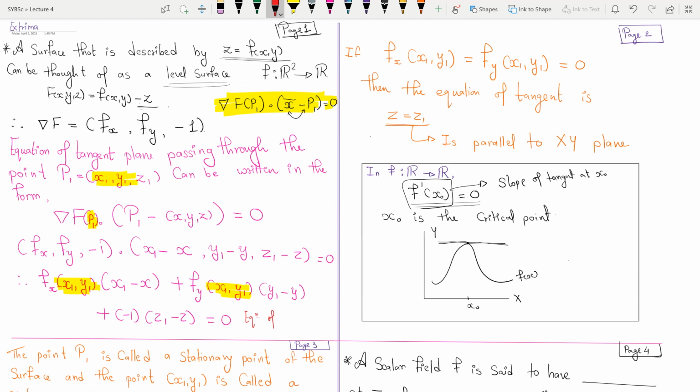Equation of tangent, correct? Now if my partial derivatives fx and fy at the point (x1, y1) are 0, then what happens? Suppose my partial derivatives are 0, then the entire right side becomes 0, and the equation of the tangent becomes z1 minus z is equal to 0. That is nothing but z is equal to z1, right? So it becomes z is equal to z1.